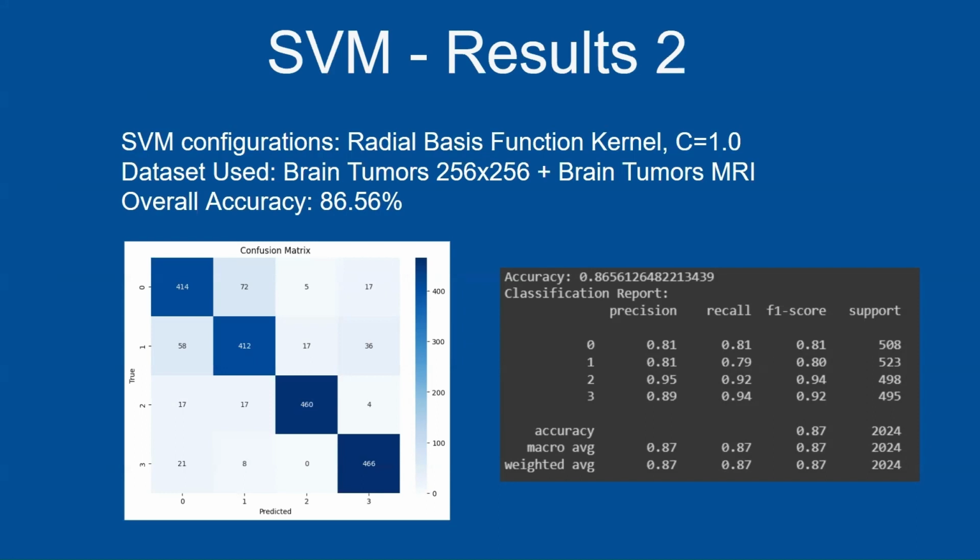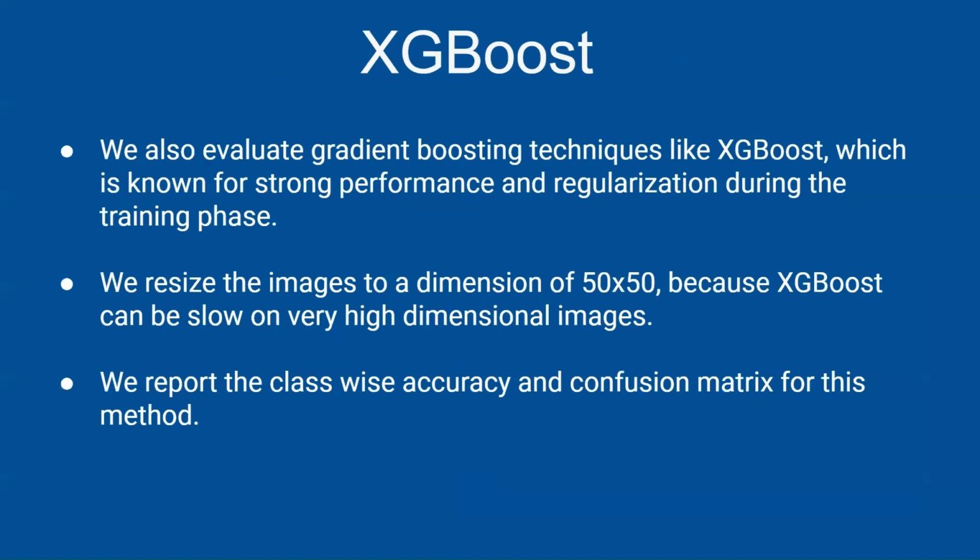We also use two datasets, the 256 cross 256 along with the MRI dataset, and we increase the accuracy to 86.56% with the following confusion matrix and the classification report. We also evaluate gradient boosting techniques like XGBoost, which is known for strong performance and regularization during the training phase.